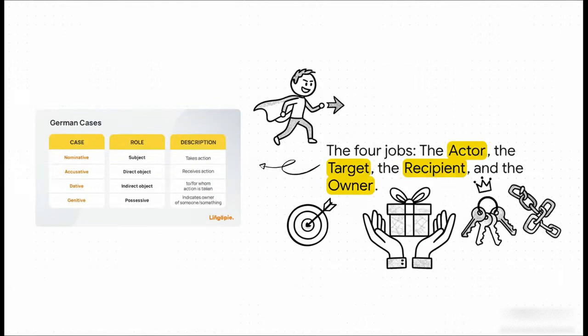And you know what? The jobs are really simple. The nominative is the actor, the one doing something. The accusative is the target, the one directly receiving the action. The dative is the recipient, who the action is for. And finally, the genitive is the owner. That's it. Actor, target, recipient, owner.